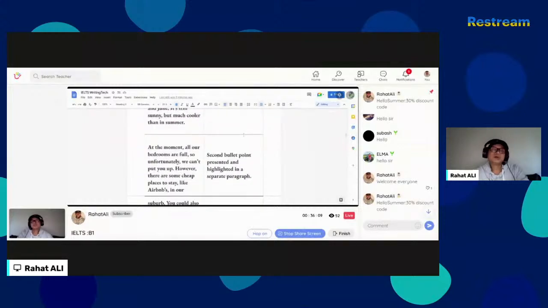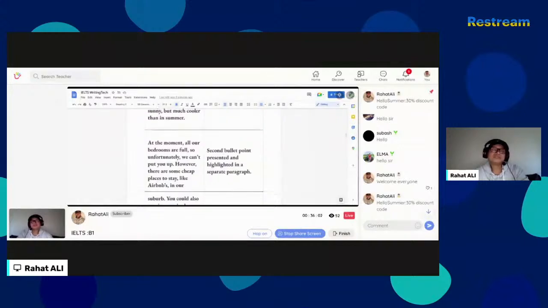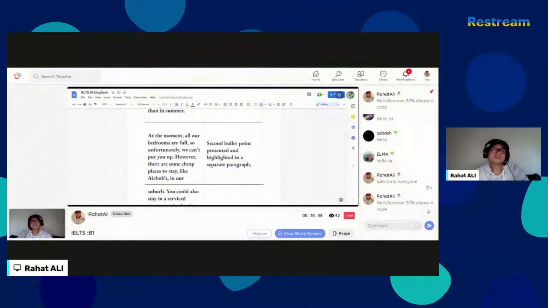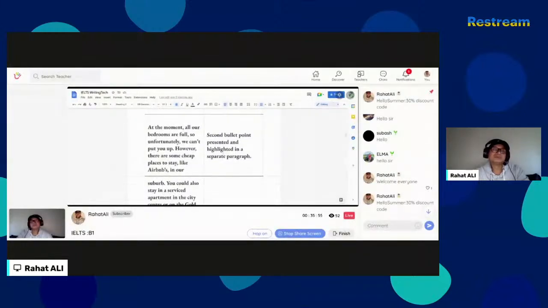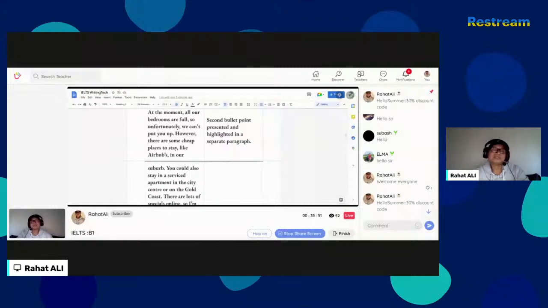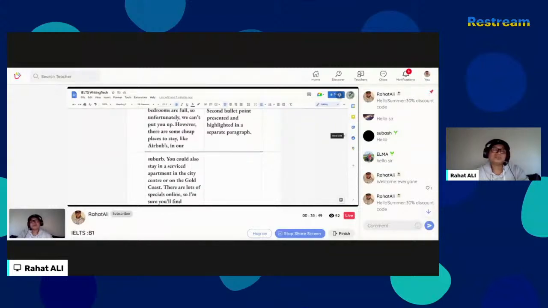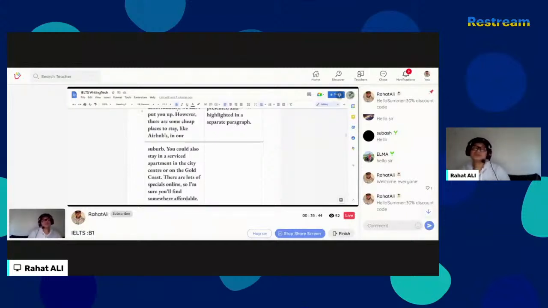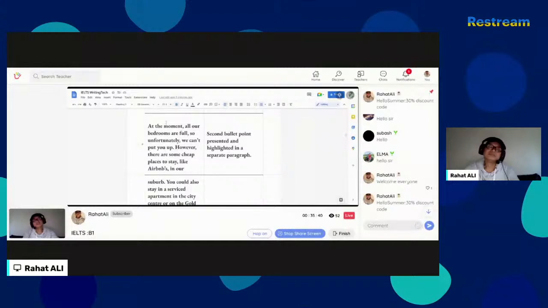At the moment, all our bedrooms are full, so unfortunately, we can't put you up. How about there are some places to stay, like Airbnbs in the suburbs. You could also stay in a serviced apartment in the city center or on the Gold Coast. There are lots of specials online, so I'm sure you'll find something more affordable. Second bullet point presented and highlighted in a separate paragraph.